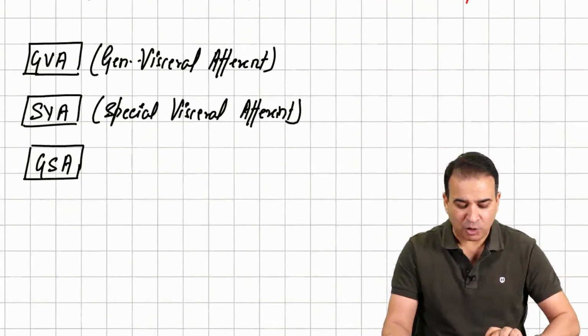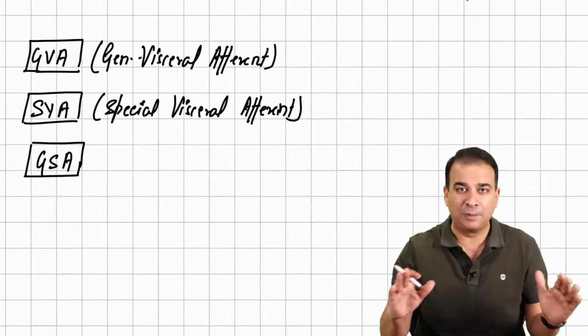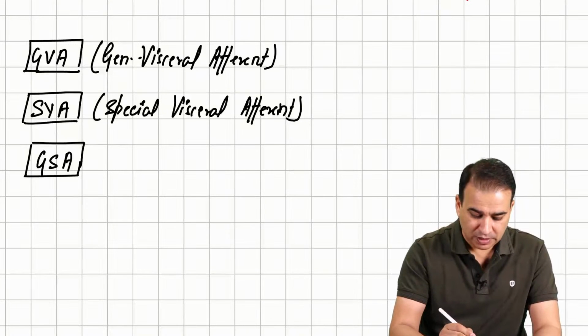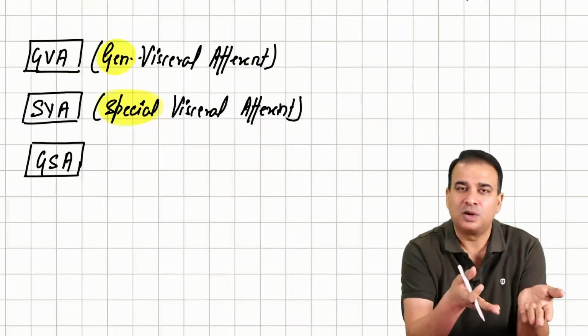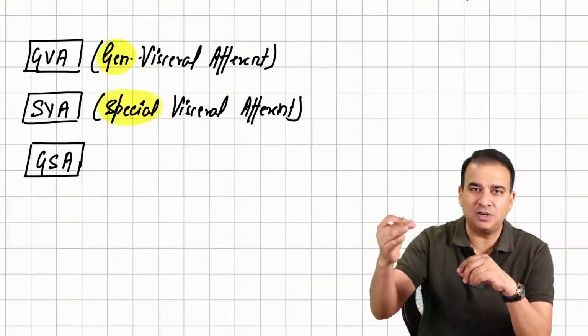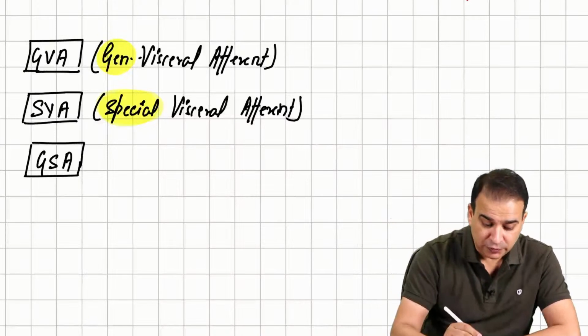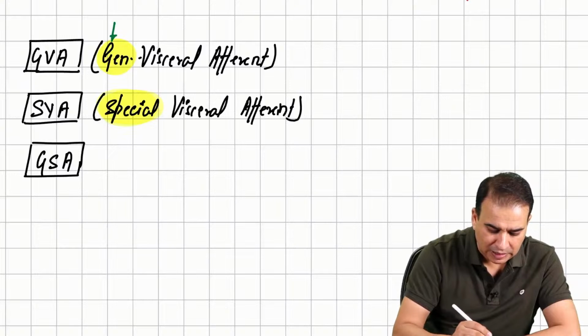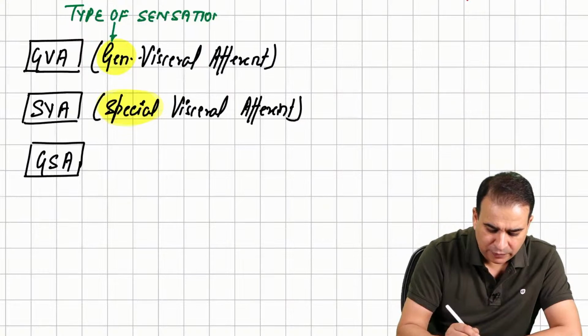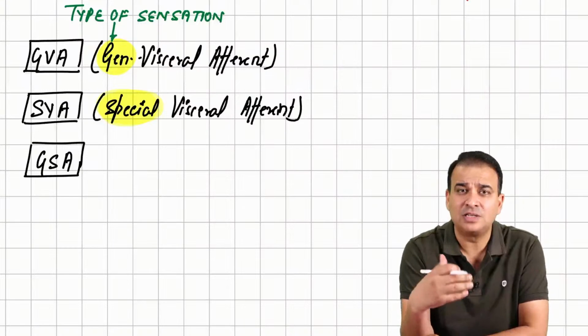How do we look at the afferent column? First of all, wipe the memory of the efferent column completely, because we are not going to look at them the same way. In the afferent column, the first word is either general or special. There are only two possibilities. Whether it's this column or the next one, the first word is either general or special, and it always tells you about the type of sensation: is it a general sensation or a special sensation?